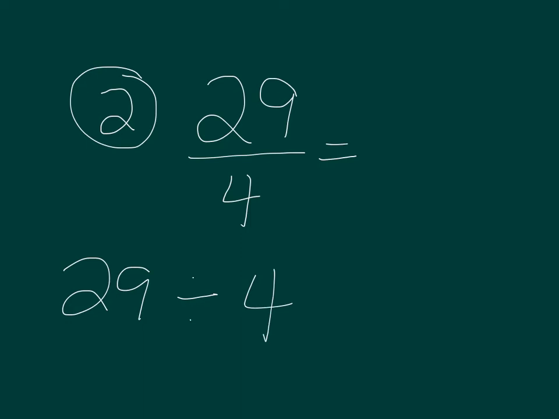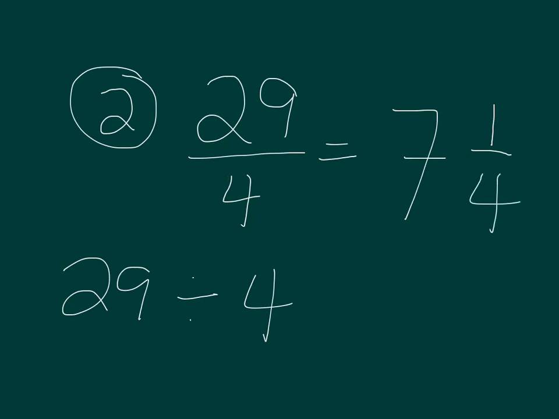I'm trying to think how many groups of 4 exist in 29. Now, it won't go in there evenly, but I am able to get pretty close. So I got to think, all right, 4 groups of what get me close to 29? Well, 4 groups of 7. I'm able to get 7 full groups of 4 in 28, but I do have one extra thing. I have one extra piece that doesn't have any partners. One extra what? Well, one extra fourth.